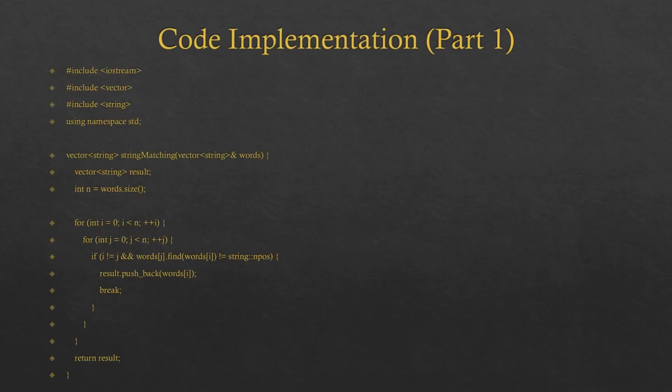Here's the first part of the code implementation. We include the necessary headers for vector and string operations and define the string matching function. This function iterates over the array and performs pairwise comparison between strings. If a substring is identified, it is added to the result vector and the inner loop is exited immediately to avoid redundancy. The result is then returned as the output.